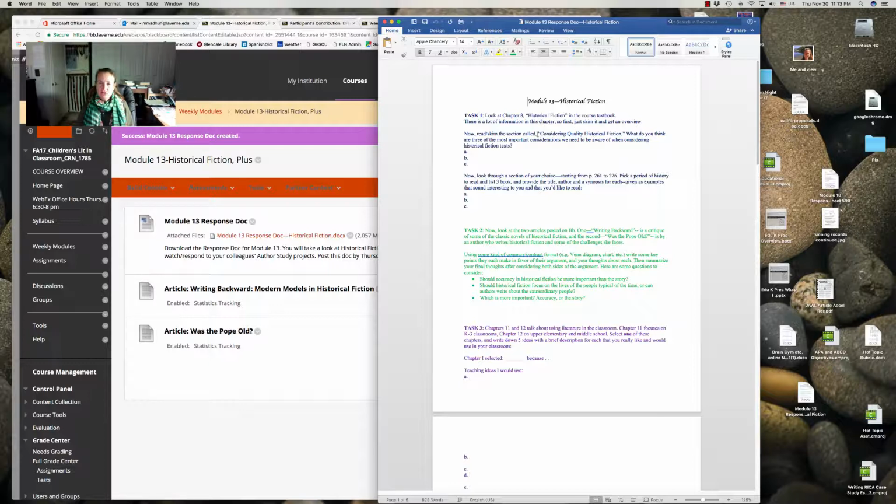Then looking at the section on quality historical fiction, just pick out three things that you think are most significant to make a really good historical fiction. And then it goes through different parts of history, starting with prehistory, going through more modern history, and just pick one of those sections that range from 260 to 276. Pick the one that draws you, that you feel like the most interested in.